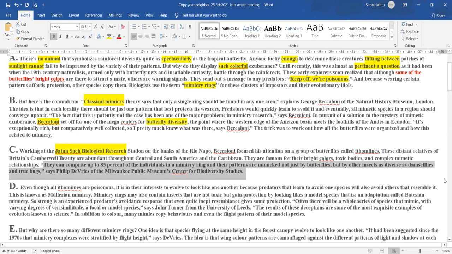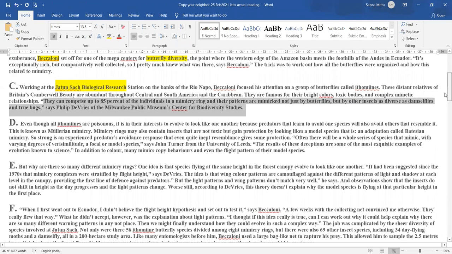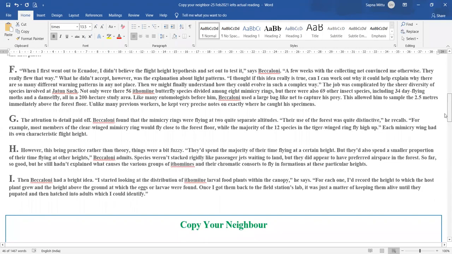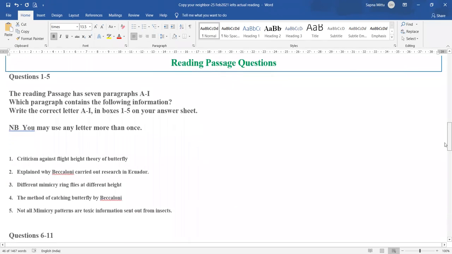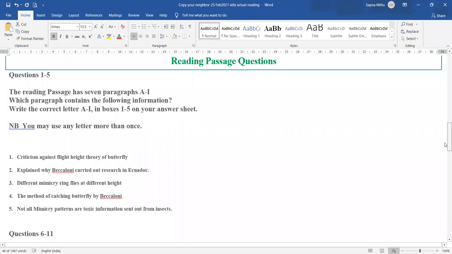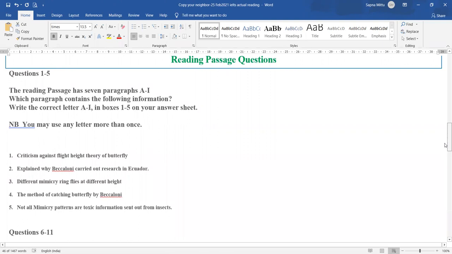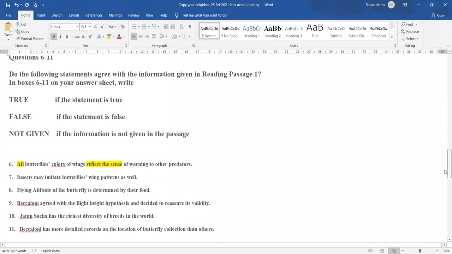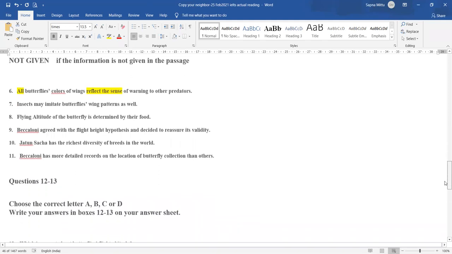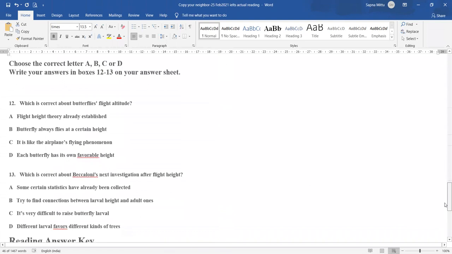So in this way, you can find out. I'm just giving you the time so that you can also complete this, and you can check the answers. This is the first set of questions. The reading passage has 7 paragraphs and you have to complete it. Then we have questions 6 to 11. These are true, false, not given. And the next ones are questions 12 and 13. Those are MCQs.